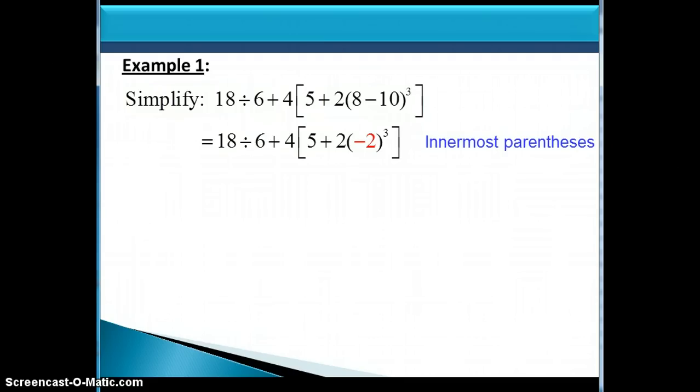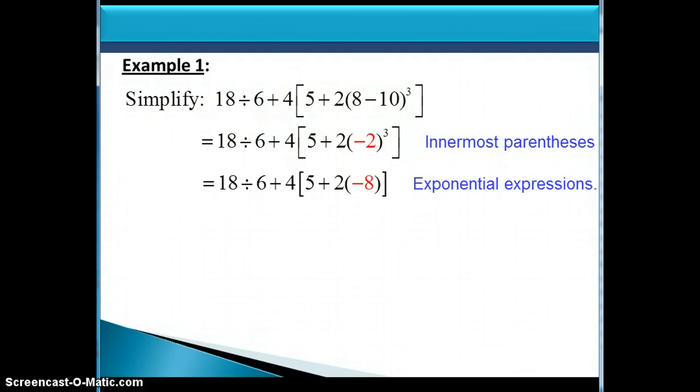Now that we've performed the innermost parentheses, we have to go inside the brackets. Inside the brackets we have addition, we also have multiplication, which is implied by the 2 right next to the parentheses, and then we have the exponent of 3. Out of those 3 operations, the exponent should be performed first. So our next step is to raise -2 to the 3rd power, and you should get -8.